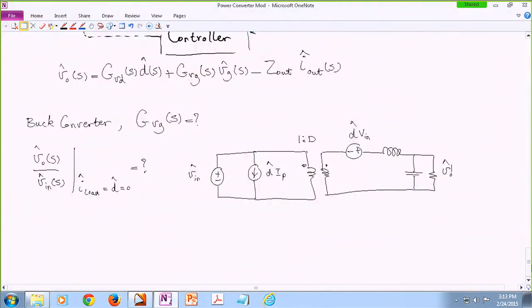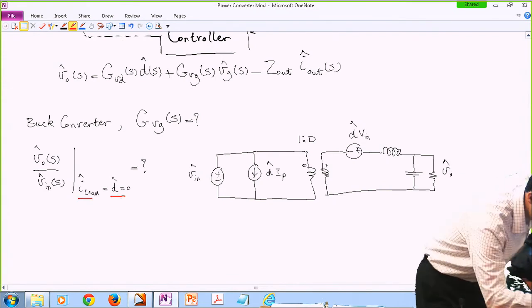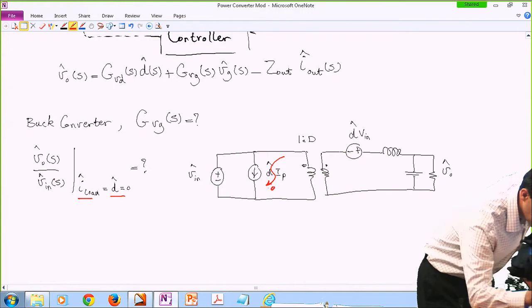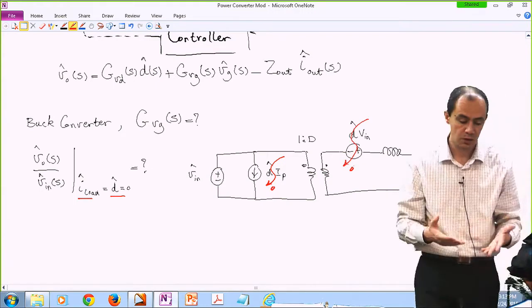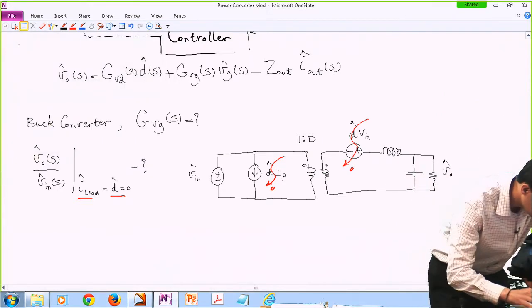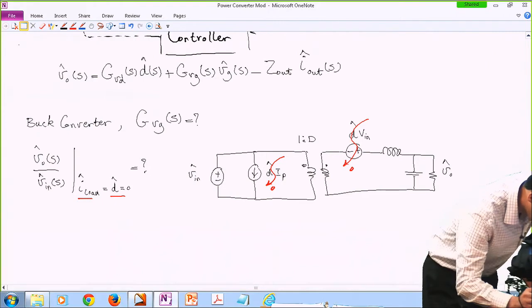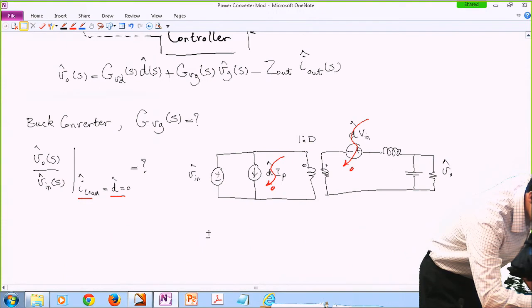Okay, so this is the general model, but I'm only interested in one transfer function, and that is when the input voltage is perturbed and the load current is fixed and the duty cycle is fixed. So this will go to 0 and this will go to 0. All right? So actually my small signal model gets simplified if I'm only interested in GVG. So the bottom line is you are down to this very simple circuit.